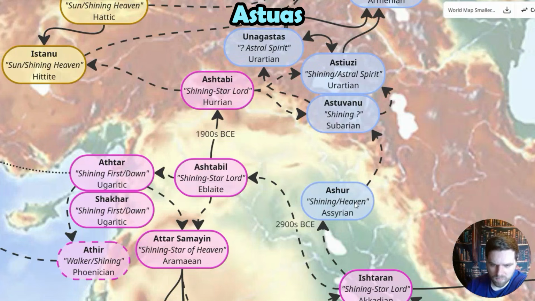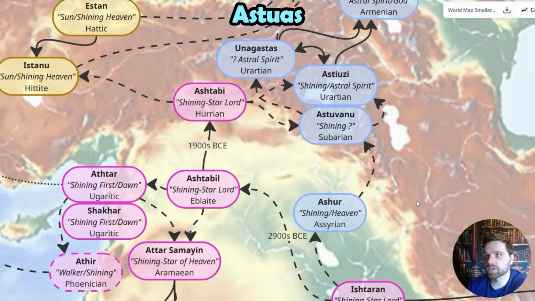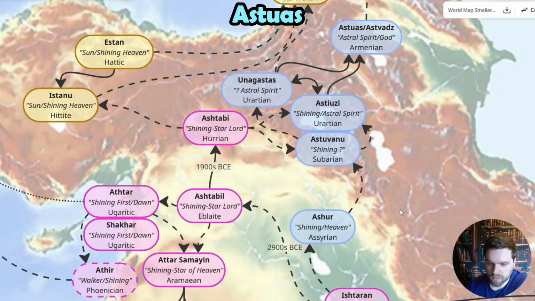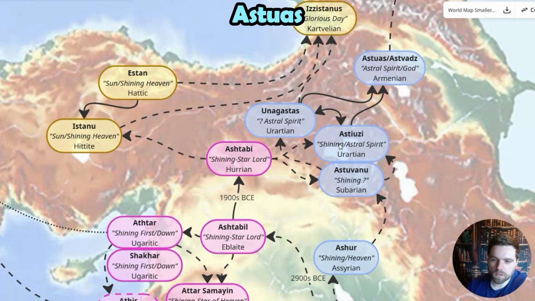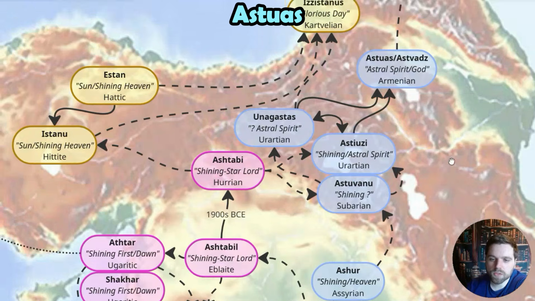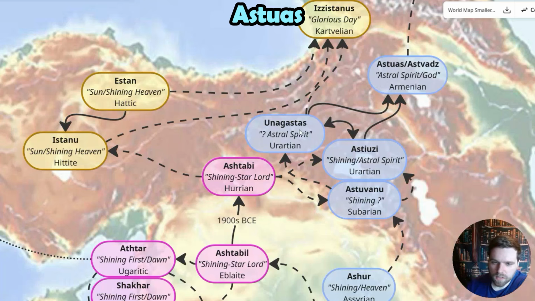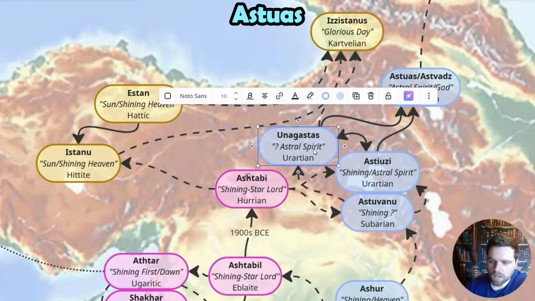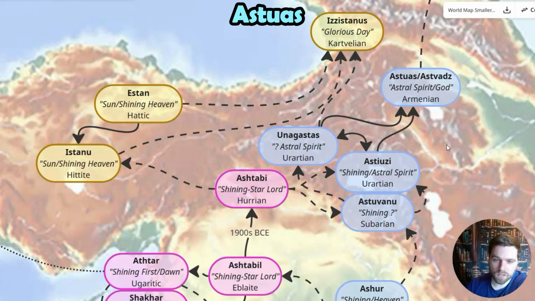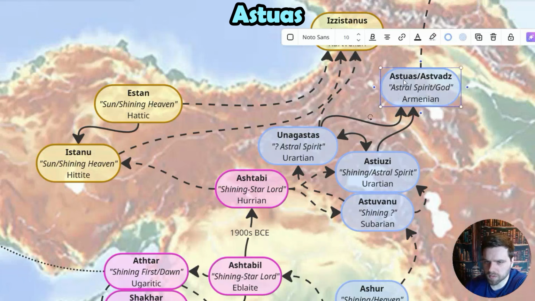There may have been some relationship to this Ashur figure, this kind of combination of shining and astral celestial king, because they were in such close contact. It could also be a much older stem. Nonetheless, there becomes this term of the shining or astral spirit, Astiuzi, and there is a treaty between the Hittites and early Urartians where a god is referenced, Unagastas, as kind of a treaty covenant guarantor. And Astas, Astuas, literally evolves into this Armenian term.